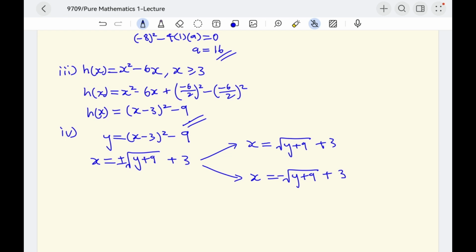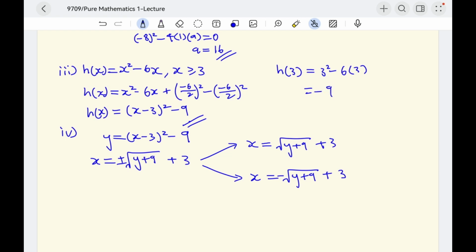So, what is the value of h(3)? You can calculate and see, because we need to verify whether this inverse function lies back in the domain of h(x) or not. And for this, y is the range of the function h. So h(3) is negative 9.